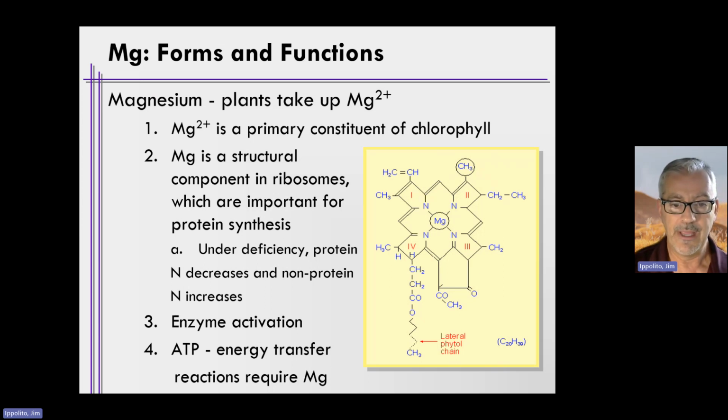Magnesium also plays a role in enzyme activation, and so with a lack of magnesium, enzymes that are necessary for plant growth are simply not activated. And magnesium plays a role in ATP, or energy transfer. Those reactions that are necessary for energy transfer actually require magnesium.